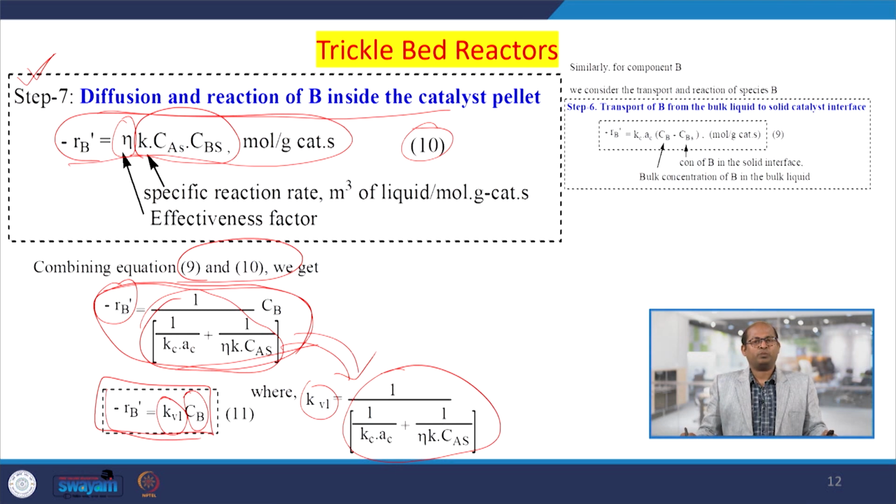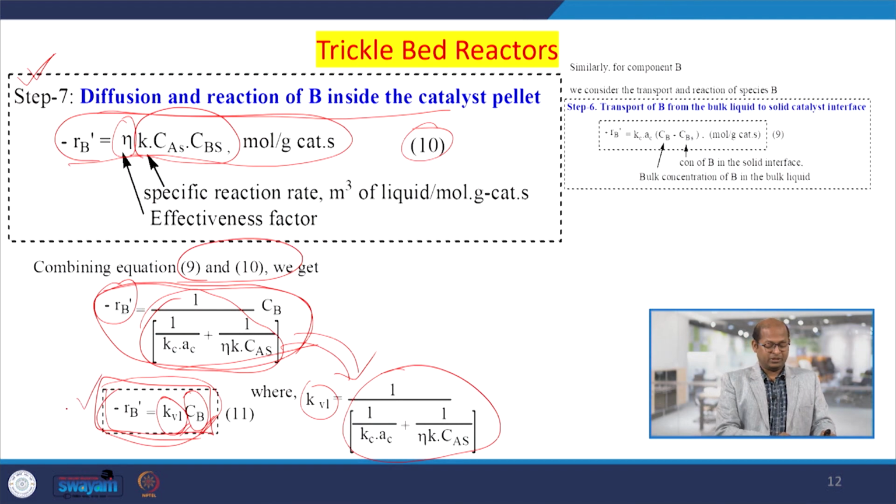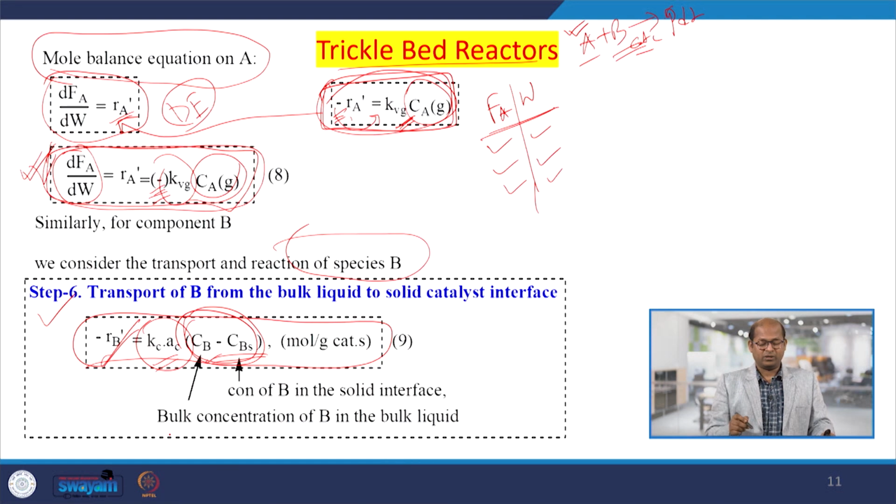Component B is the liquid and component A was the gas. Since component B is the liquid, minus R_B prime equals K_VL, L for liquid, and C_B is the concentration of component B. In case of component A we have written minus R_A prime equals K_VG, where G is for gas, into C_AG. This is the rate equation for component A, and this is the rate equation for component B. Component B is the liquid and component A is the gas. This is the basic difference between the two rate equations for components A and B.